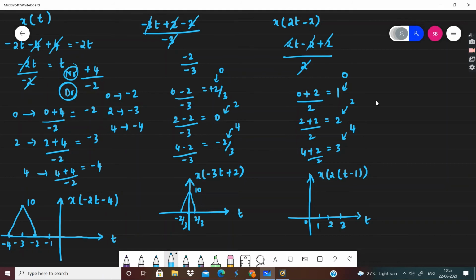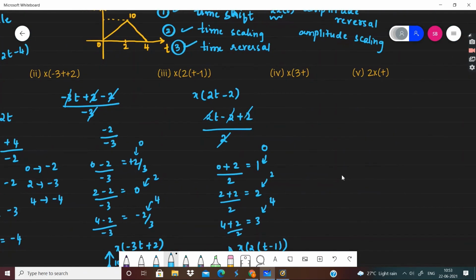So what I can have here, for 1 it will start, and for 2 it will have an amplitude of 10, and for 3 it will be 0. So this particular amplitude is equal to 10. So this is the plot for the third question.